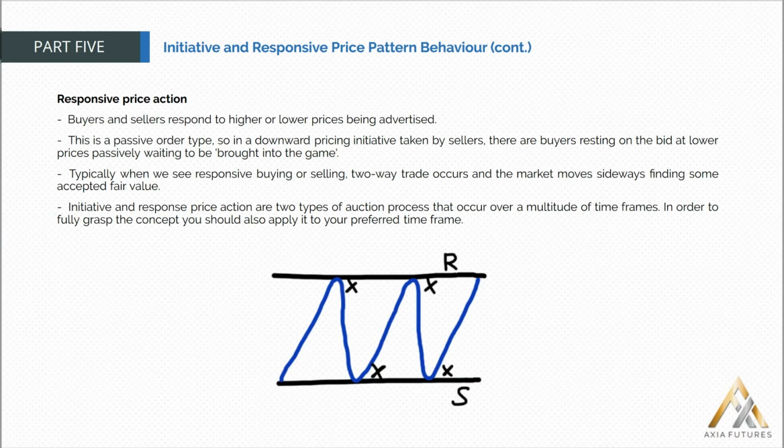Now on the flip side, remember, we said initiative is very aggressive. The order type is very aggressive at the market, not passive. So responsive type price action is a passive order type. In a downward pricing initiative taken by sellers, there are buyers resting on the bid at lower prices, passively waiting to be brought into the game. As prices start to move lower because sellers are initiating sell-side orders, there will be buyers sitting on the bid, happily getting filled at lower prices being advertised. So they're passively waiting for their order fill.